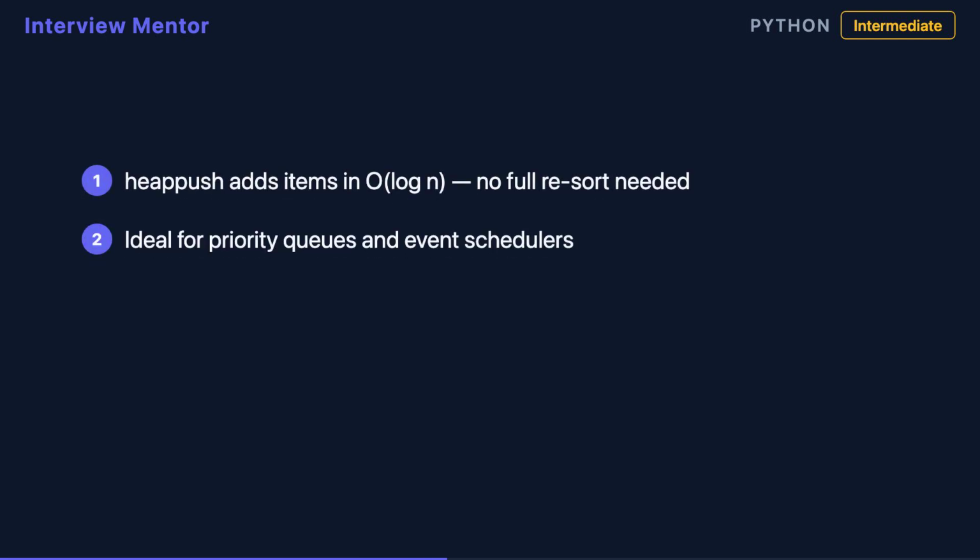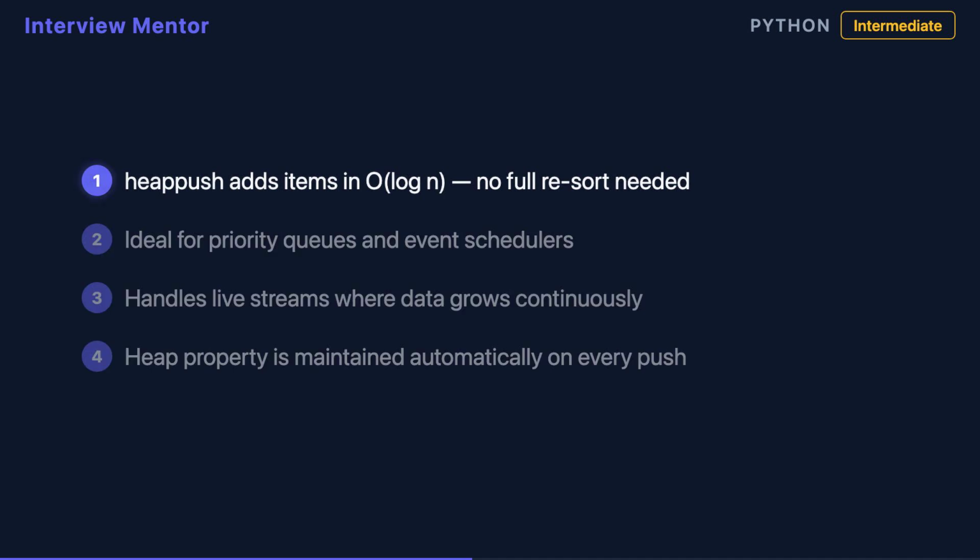heapq also wins with dynamic data. When items arrive incrementally, heapq.push adds each in O of log n time, maintaining the heap property automatically without resorting. This makes heapq ideal for real-time priority queues, event schedulers, or any live data stream that keeps growing.